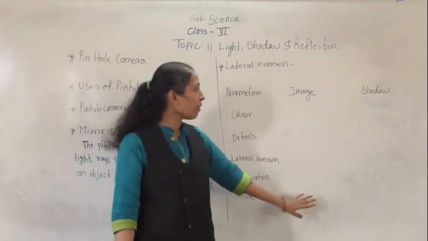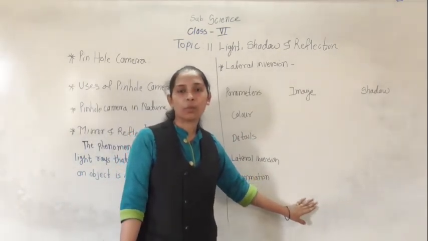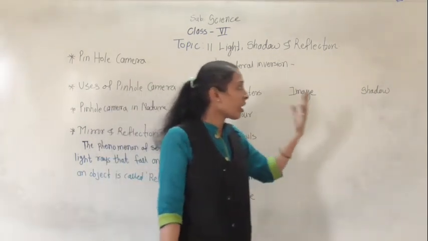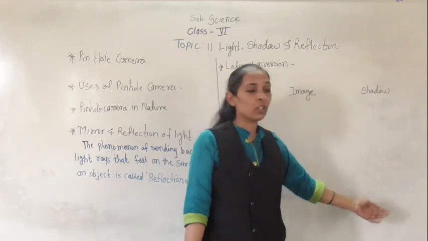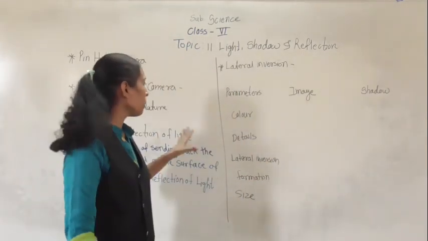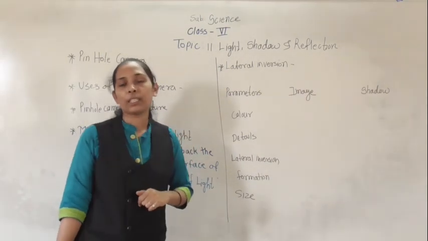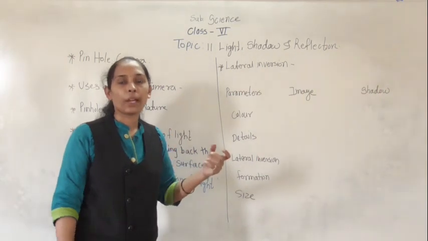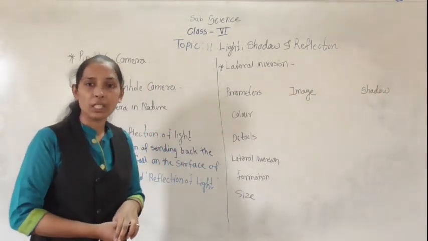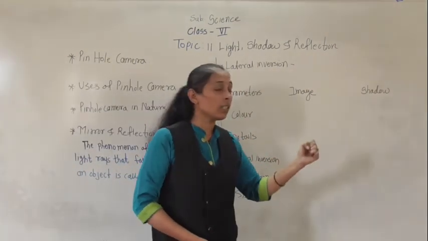So the size of an image is exactly the same as the object, while the size of the shadow may vary, and it depends upon the distance between the opaque object and the screen, and also upon the distance between the opaque object and the source of light, that we have seen in the previous video. Okay, so all these are the differences between the image and the shadow.